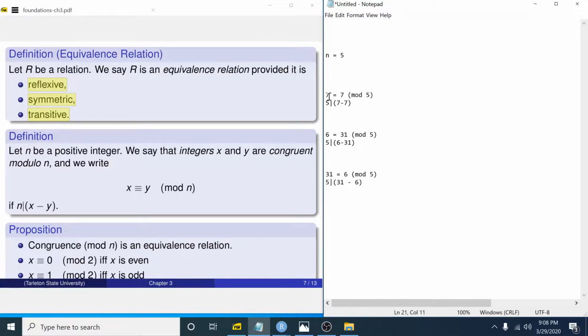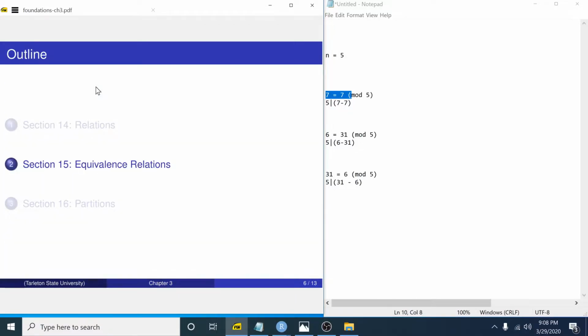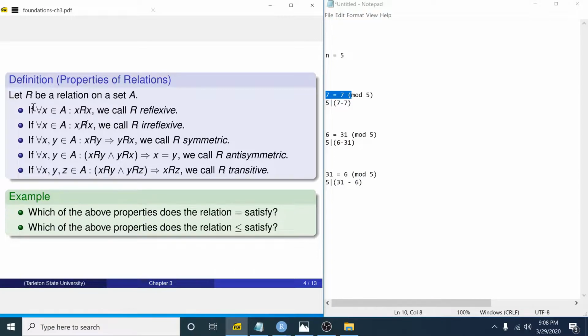So right here we have an example of reflexivity. Again, what does reflexive say? Reflexive says that every element is related to itself. For any element of our domain, that element is related to itself. And here we see an example of that. 7 is related to itself. 7 is congruent to 7 mod 5. Symmetric says that when x is related to y, y is related to x, and we have an example of that here. 6 is congruent to 31 mod 5, and 31 is congruent to 6 mod 5. So this is an example of that.